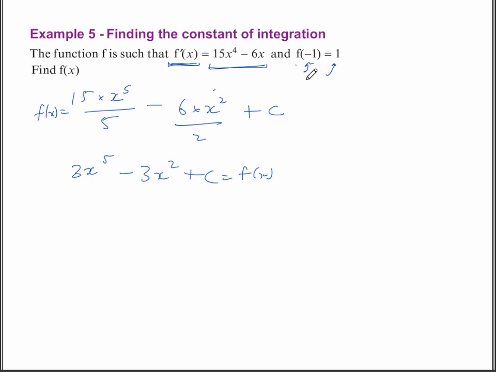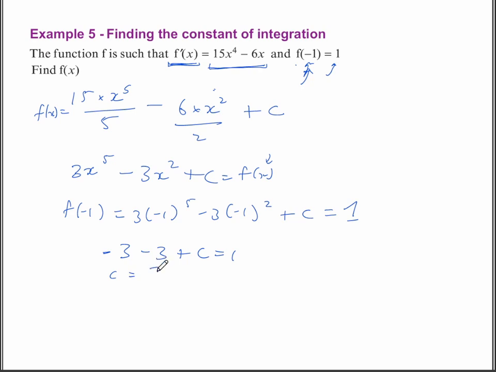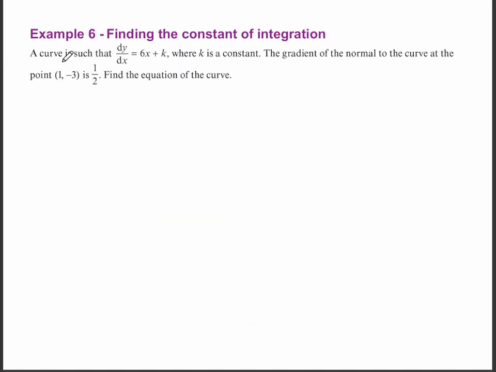Remember, if you put in -1 as your input, so in place of x, we will get 1 as our answer. So f of -1 is equal to 3 times (-1) power 5 minus 3 times (-1) squared plus c, and that is going to equal +1. This will give us -3 minus 3 plus c is equal to 1. Therefore, c will equal 7. Therefore, our f of x is equal to 3x power 5 minus 3x squared plus 7, which is our c.